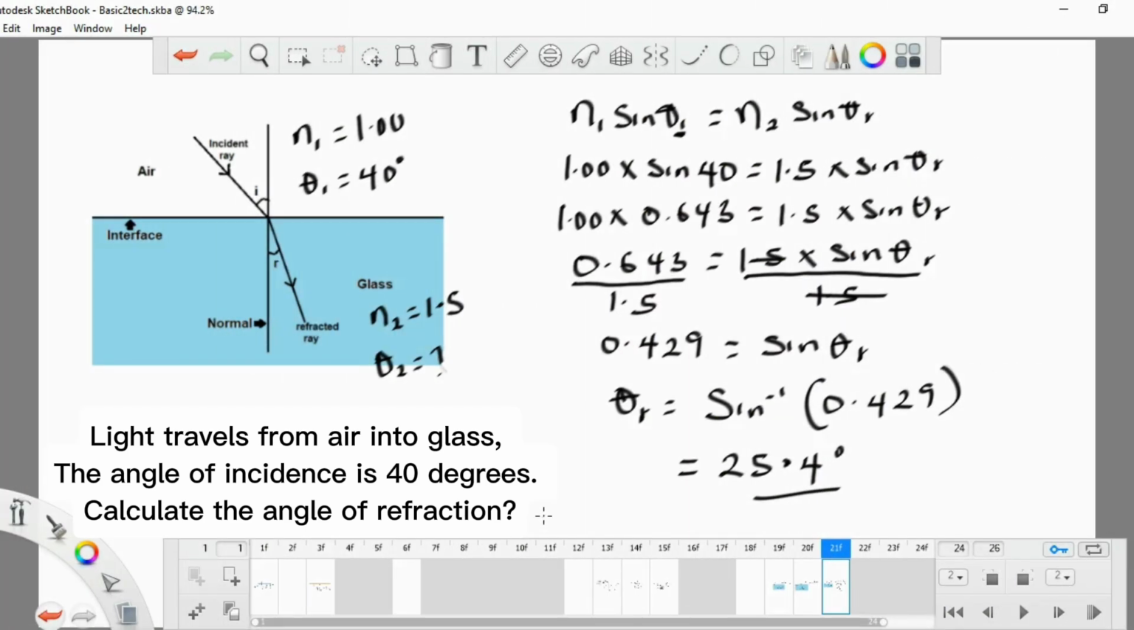So just for emphasis, when the light is going into a denser medium, the ray bends toward the normal line. So your angle of refraction will be smaller than the angle of incidence. If the ray is going into a less dense medium, the ray bends away from the normal. So your angle of refraction will be larger than the angle of incidence. Use that to check your answer before you write it down.